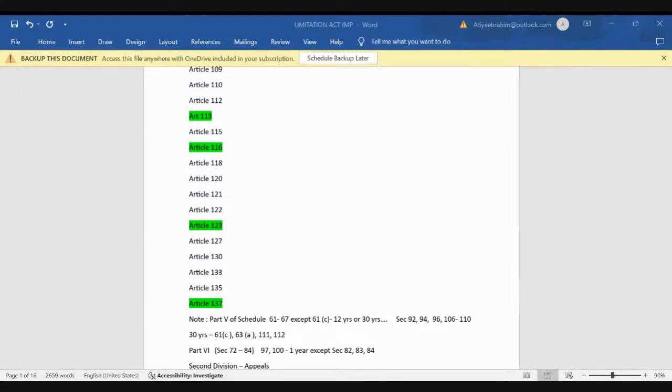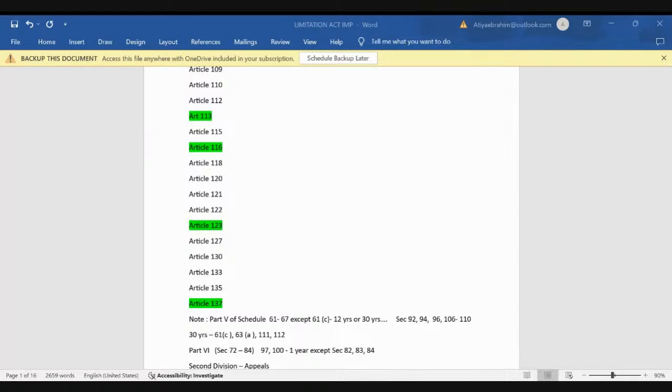So you will find all the time limit in the schedule. Okay, the period of limitation. And prescribed period is the period which is computed, which is calculated after you follow the rules and regulations which are given in this Act. Whatever time limit is coming, which you can compute or calculate, that is your prescribed period.